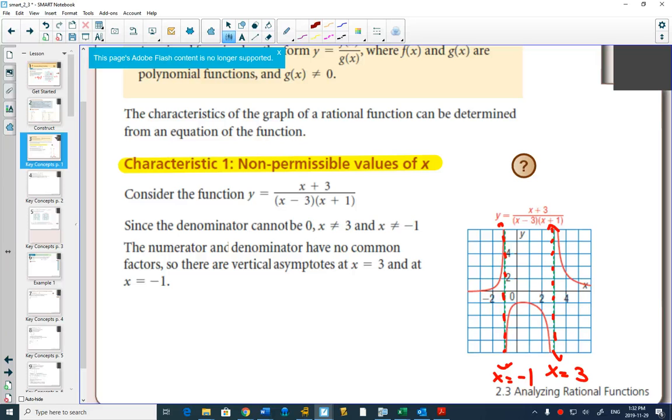Now the entire graph is there, so I'm going to remind you that this is group 3. Can you see that the degree is bigger in your denominator than it is in your numerator? Anytime you have the degree larger in your denominator, you will also have a horizontal asymptote at y equals 0. But that's coming up later as another characteristic. I'm just reminding you of that right now.